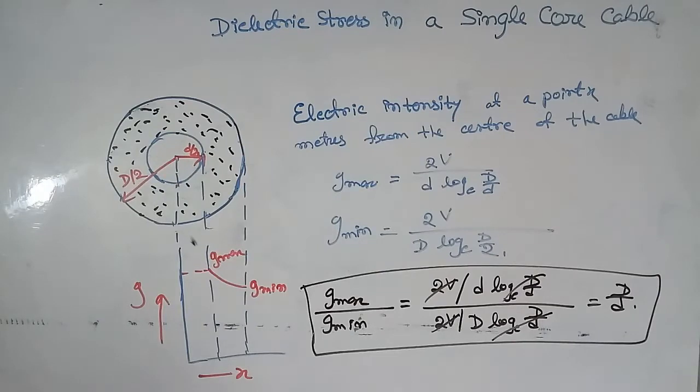For instance, if a cable is to be operated at such voltage that maximum stress is 5 kV per mm, then the insulation used must have a dielectric strength of at least 5 kV per mm. Otherwise, the breakdown of the cable will become inevitable.